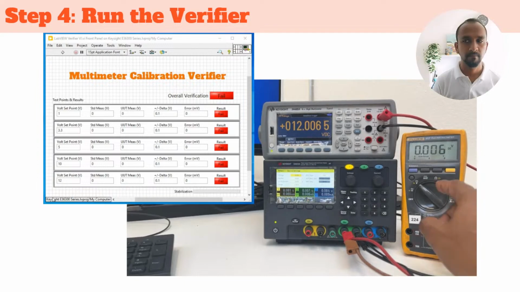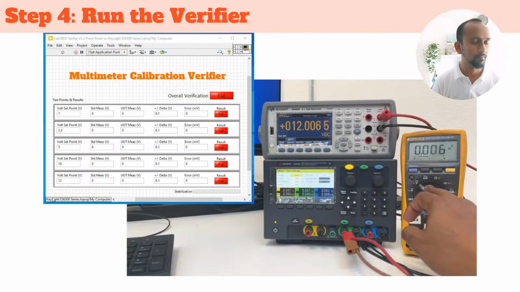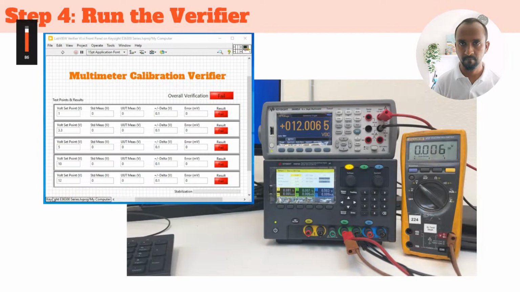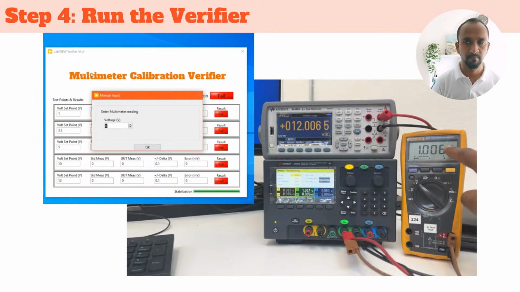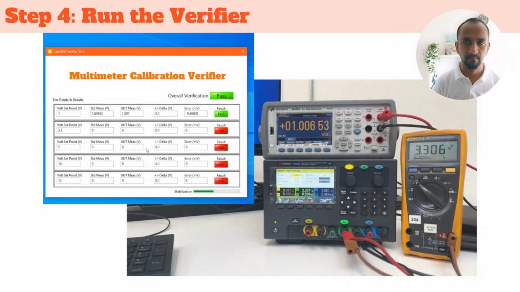And the function that we are going to calibrate is DC voltage. It is set to DC voltage, and on the screen now we are going to run the calibrator verifier, and it is going to set the 1 volt first, and the input is going to enter. The input that we need to enter is from the multimeter reading, which is 1.007. So 1.007, hit OK. So that now reads from the standard and cross verifies and passes it.